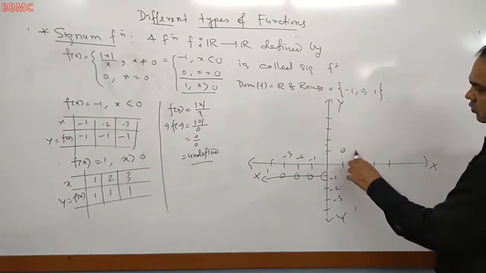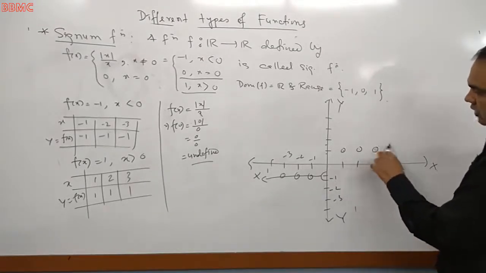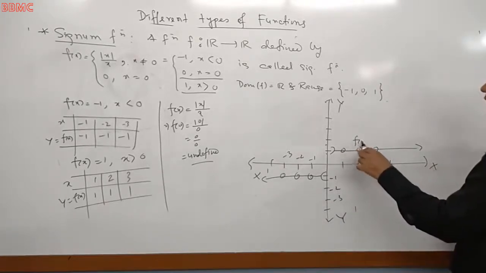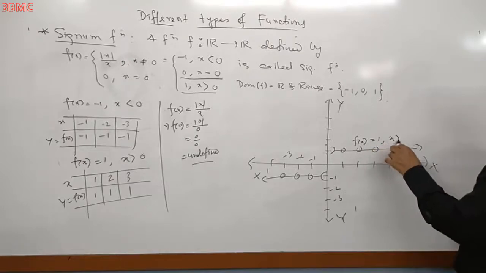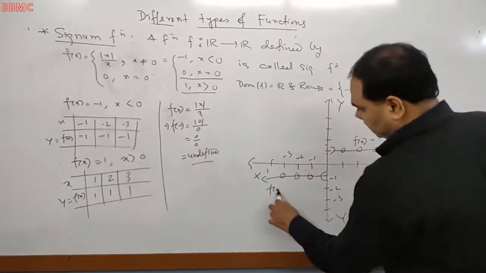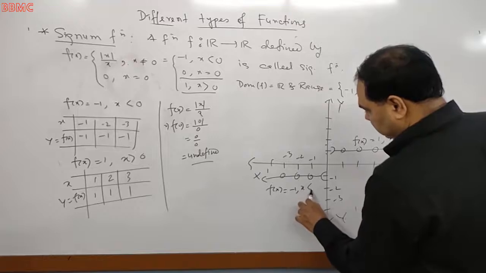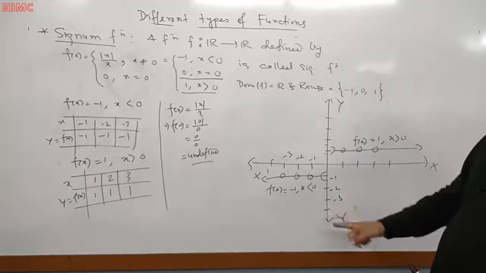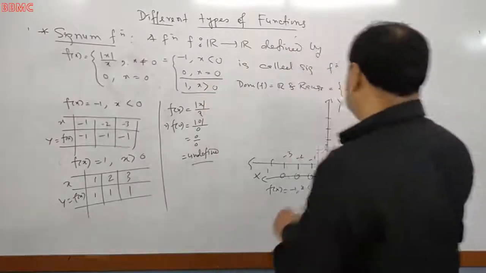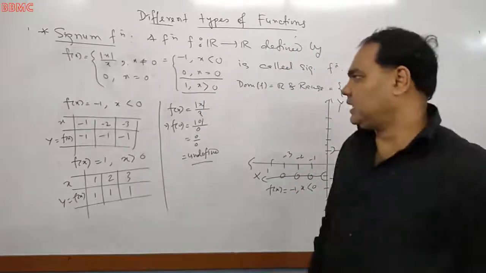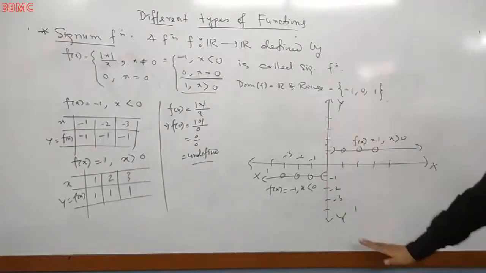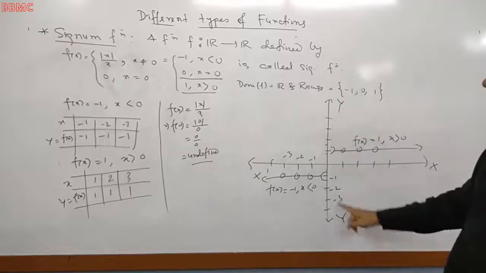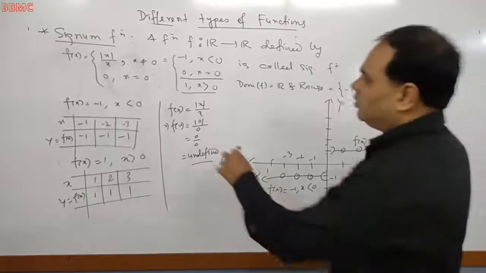Similarly, this one 2, 1, 3, 1 like this. This is f of x is equal to 1, x greater than 0. This is f of x is equal to minus 1, x less than 0. You can say the signum function is discontinuous at x equal to 0. From the graph, it is obvious that the signum function is discontinuous. Later on, I will discuss. It is discontinuous at x equal to 0, that is the y-axis.